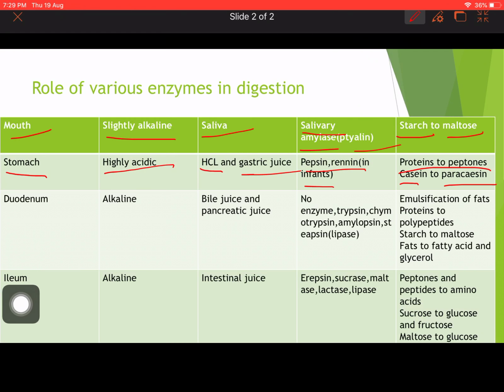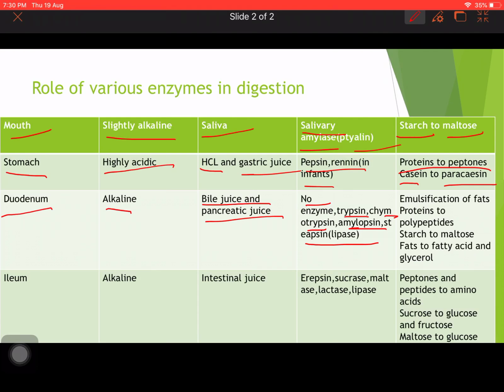Now next we are coming to the duodenum. Here the nature or the pH of the medium is alkaline. The digestive juices are mainly bile and pancreatic juice. No enzyme is present in bile juice. We have told that only bile salts are present, and no enzyme. Other enzymes which are present in pancreatic juice are trypsin, chymotrypsin, amylopsin, and steapsin or lipase.